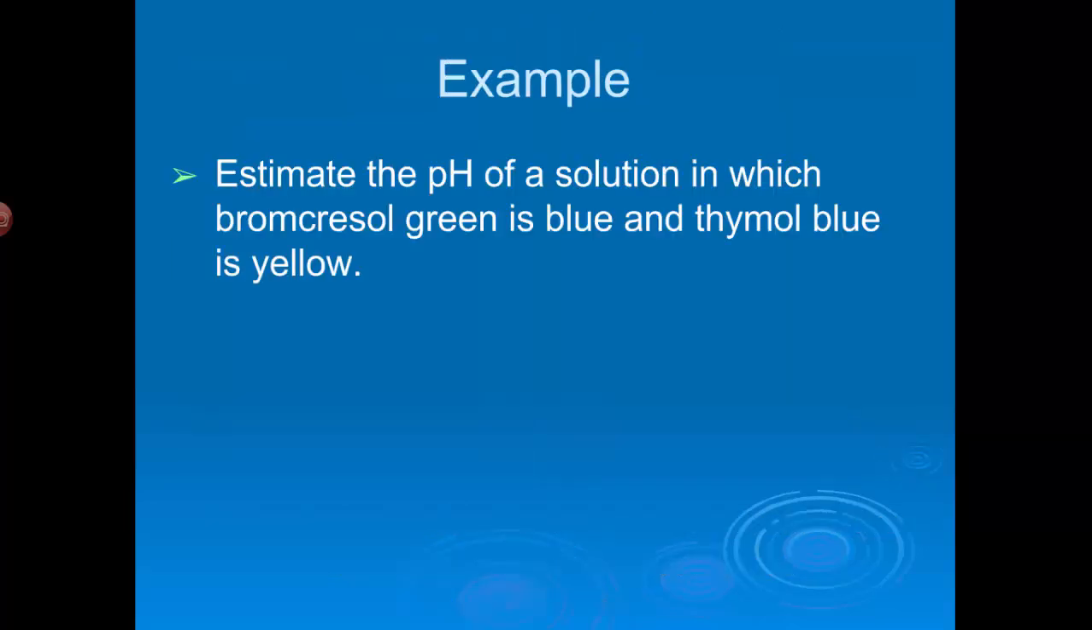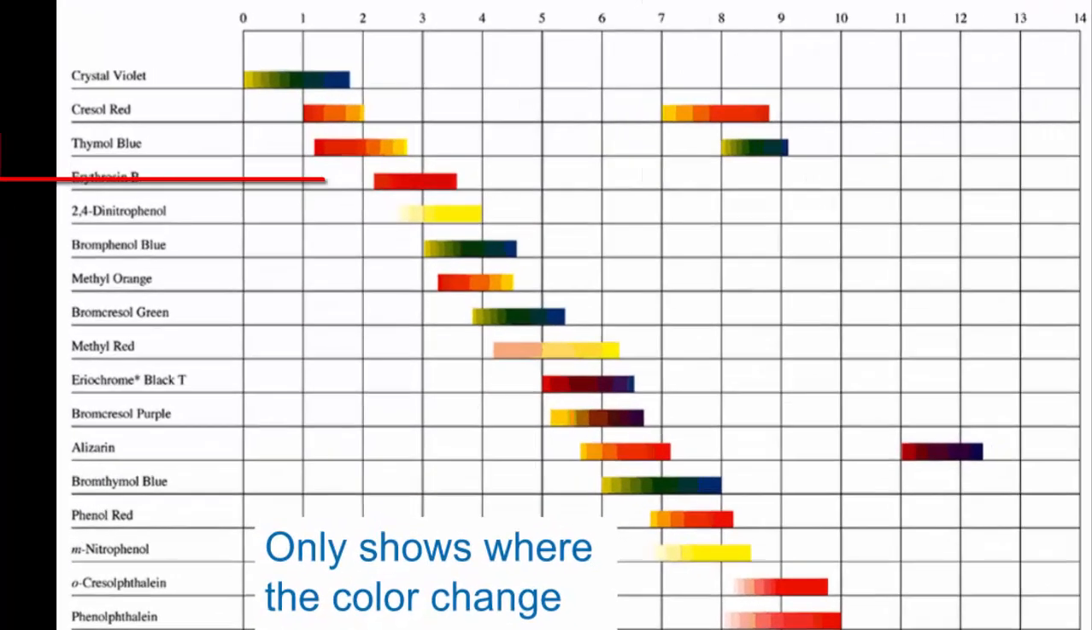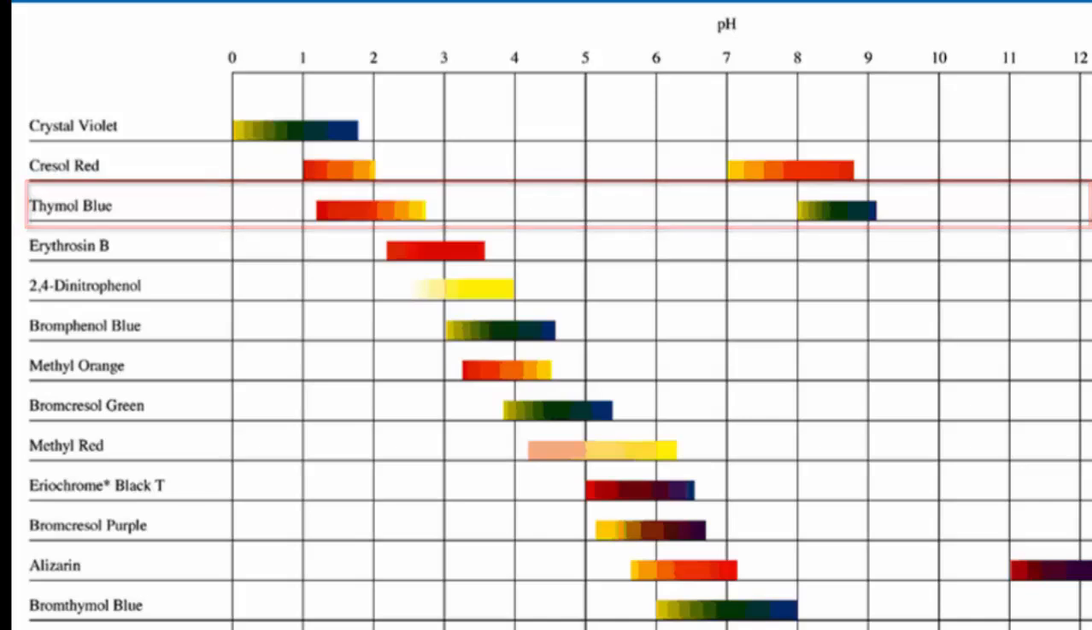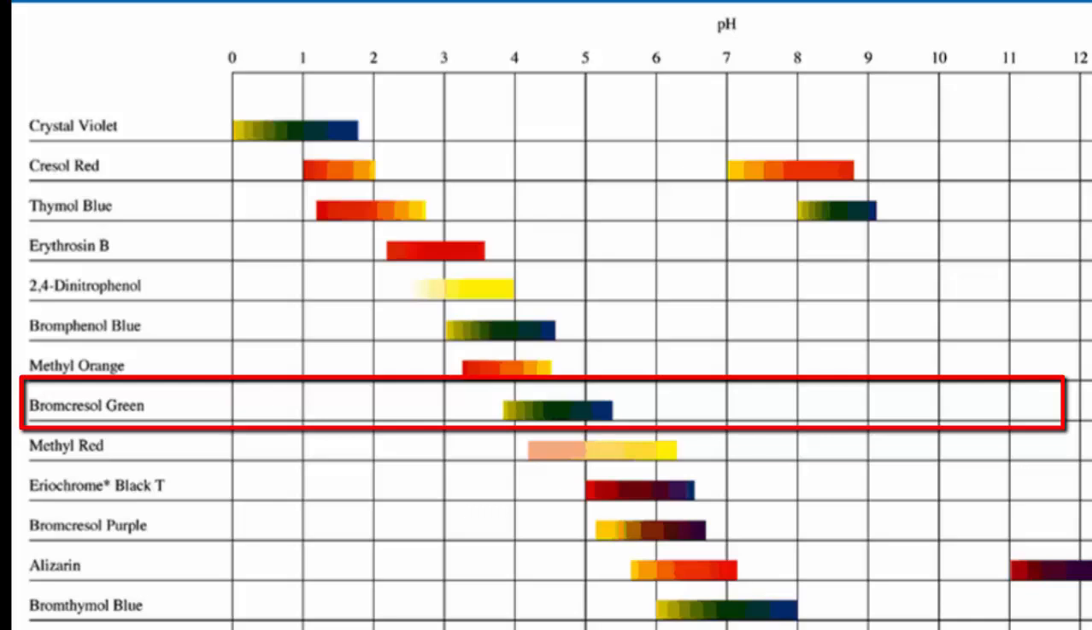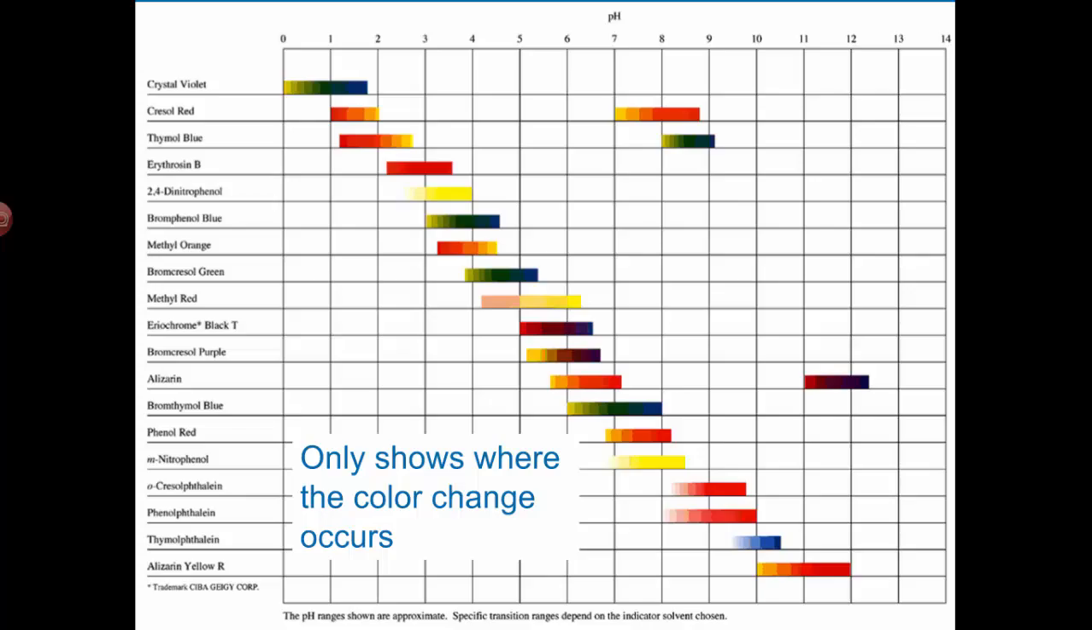So here's an example. You want to estimate the pH of a solution in which bromcresol green is blue and thymol blue is yellow. Okay? So let's take a look at the indicator chart. Thymol blue is yellow somewhere between a pH of about 3, maybe 2.7, up to 8. Bromcresol green is only blue above a pH of about 5. So if you want thymol blue to be yellow and bromcresol green to be blue, then you have to have your pH somewhere between 5 and 8.